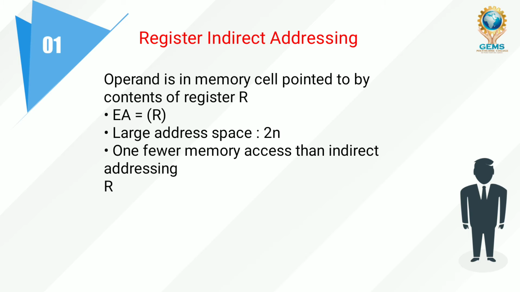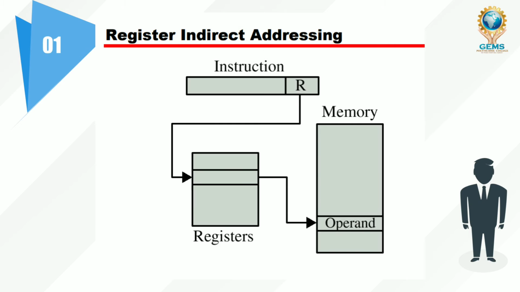Register indirect addressing. This is similar to the indirect address. All of you know about the address, the direct address, the indirect address, the register address. If the operand will be there in the register, we call it a register address. Now, register indirect address, what is that? Simple. I won't show the diagram, but you should just know it.